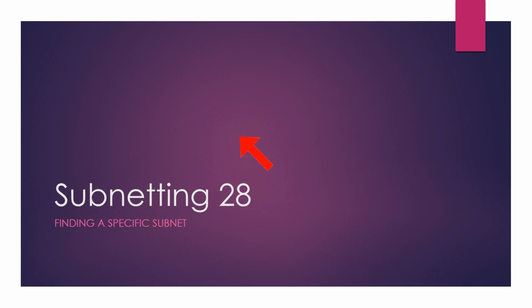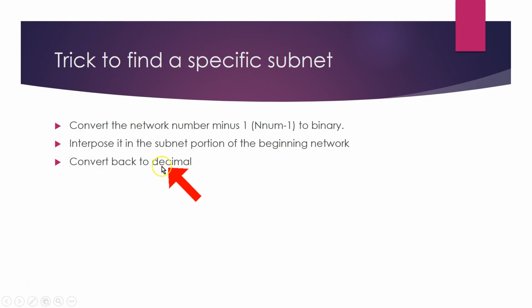This also works with the fourth subnet and the third subnet and the fifth subnet and so on. But it's particularly helpful with those really large ones. Let's take a look and see what it looks like. This is a three-step process. We're going to simply take the network number that we want. For example, let's say we wanted network 300.